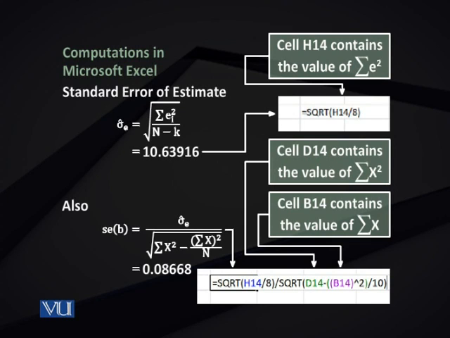And how we can calculate it through Microsoft Excel, replicating the manual procedure, is SQRT, that is square root, of H14 by 8, which was basically computed above as the standard error of estimate, divided by the square root of, we have substituted D14 and B14 as the values of summation x square and summation x in the formula, divided by 10, which is n, and this gives you the value of 0.08668. These values will be used in the next slide.